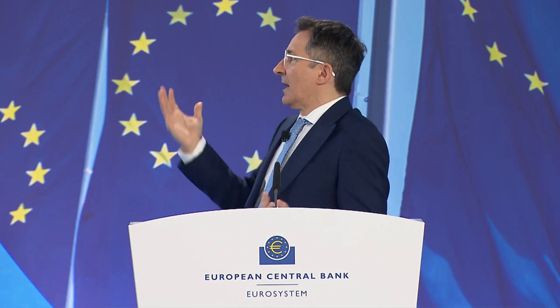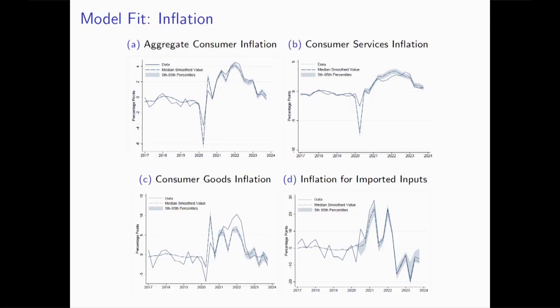Okay, so the first thing I want to show you quickly is that the model does a good job in replicating the inflation series that we have seen in the US during this period. The first panel is for aggregate inflation. Then we have the three sectors: consumer goods, consumer services, and then imported intermediate goods. Okay, and you can see that the model does a good job in replicating. So we're going to be working with inflation series that are pretty close to the actual data.